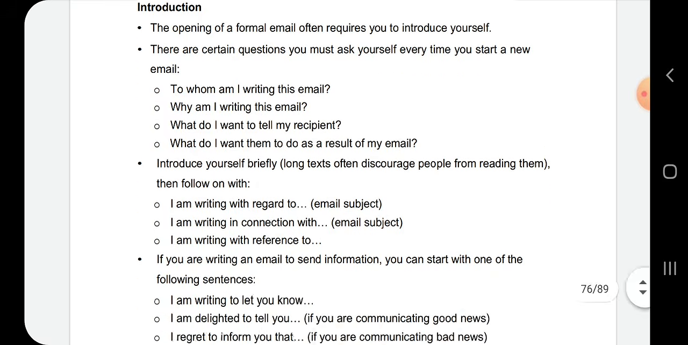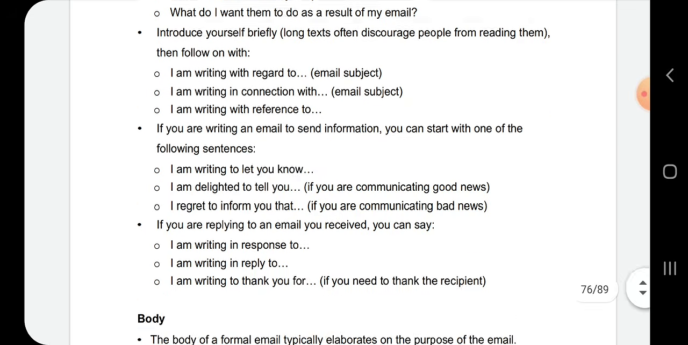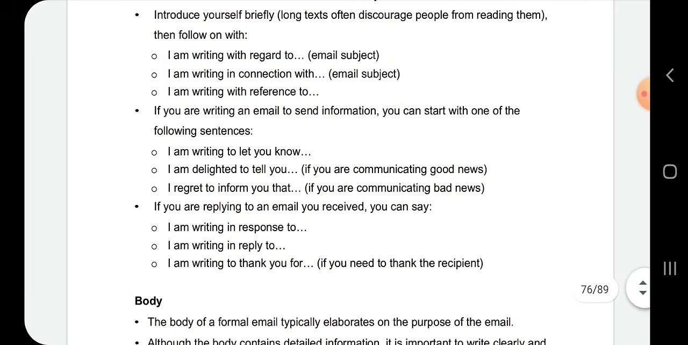So introduce yourself briefly. Long text often discourages people from reading them. Then follow on with I'm writing with regard to, I'm writing in connection with. You just tell them why you are writing. If you are writing an email to send information, you can start with one of the following sentences. I'm writing to let you know.